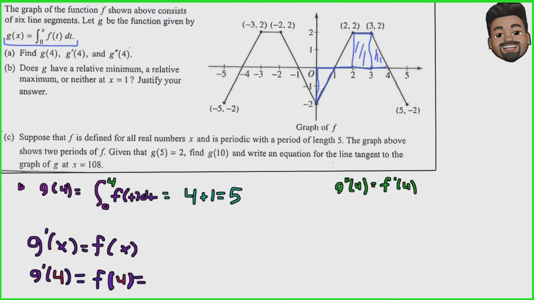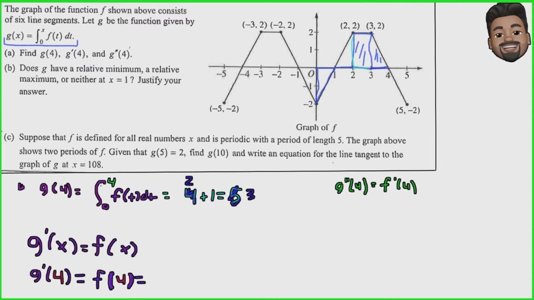This right here is 1 times 2, which is 2. That's basically just length times width of a rectangle. And then we get 1 times 2 divided by 2, because that's the area of a triangle, and we get 1. So then this should become 3. So G of 4 should be 3.